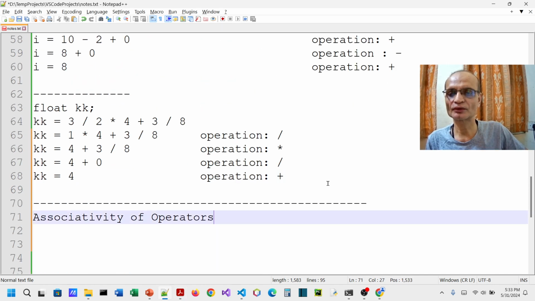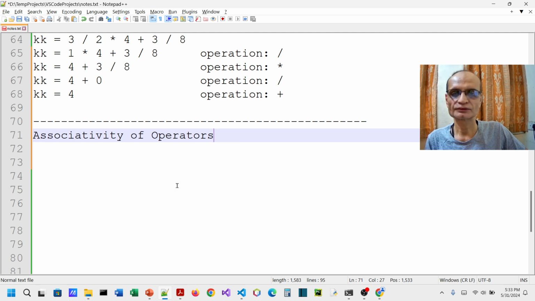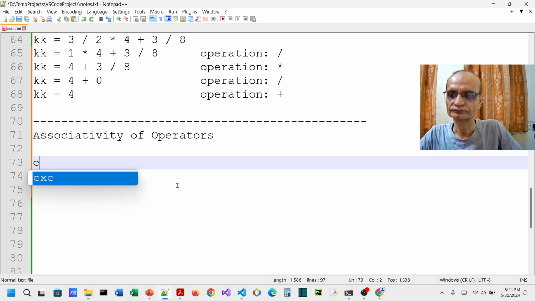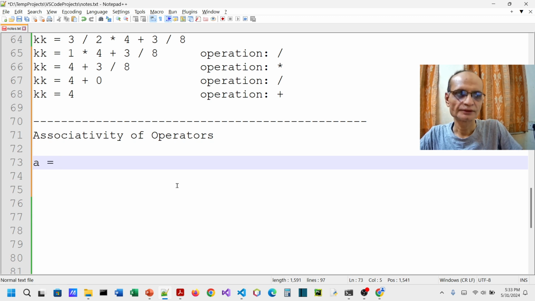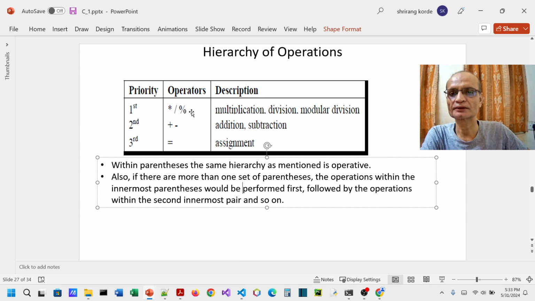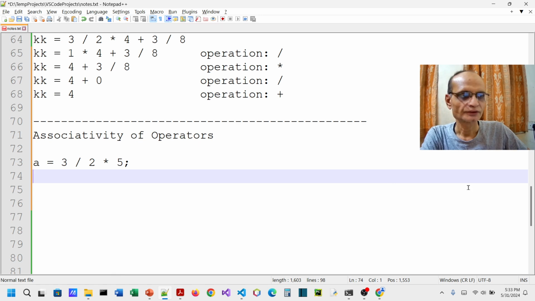So let us say that you want to understand the associativity of operators. So we will take an expression. Let us say the expression is something like E, a variable, is equal to 3 by 2 multiplied by 5. Now here if you look at it, division and multiplication both have the same priority, and that is what I have shown you there. Then how do I tackle that? So there is a tie between operators of same priority, that is division and multiplication.